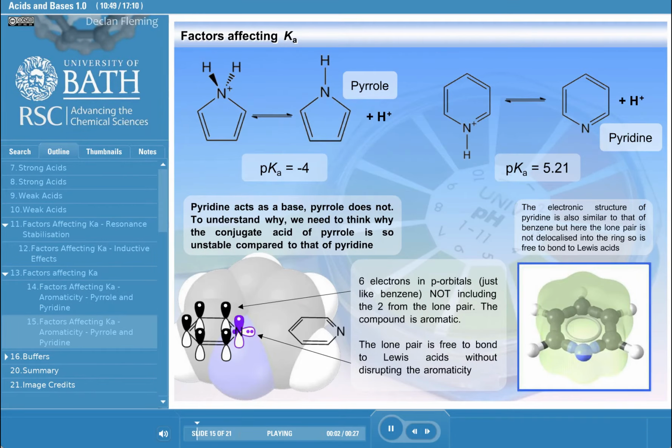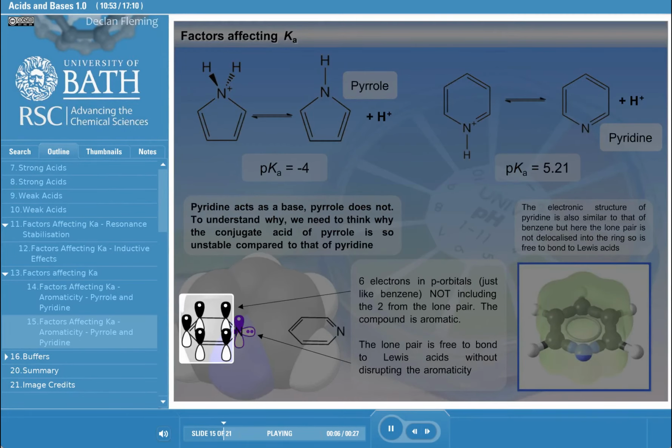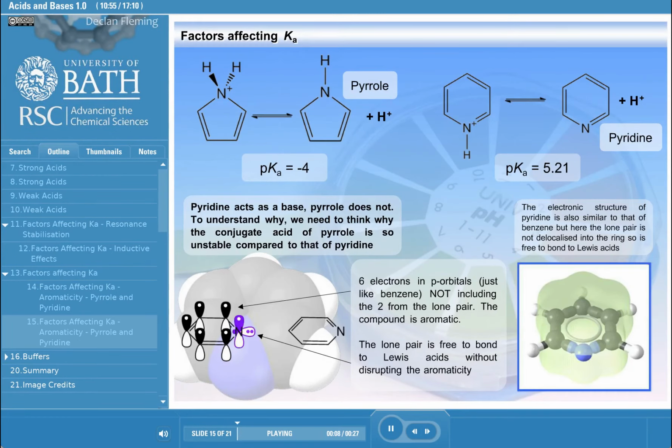Pyridine has an extra carbon atom in the ring, which contributes an extra electron to the pi system. Nitrogen now only needs to contribute 1 electron to make up the 6 that are needed. Its lone pair is not involved and can still bond to a proton to show Lewis base behaviour. This means that the conjugate acid of pyridine is still aromatic, so is vastly more stable than the conjugate acid of pyrrole.